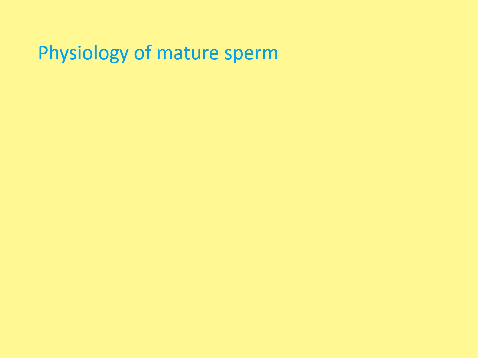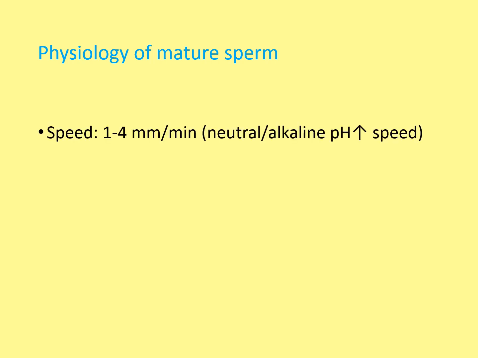Next is the physiology of mature sperm. See, the speed, the motility is very low initially, 1 to 4 millimeters per minute, but this motility can be increased when sperm is exposed to neutral or alkaline pH. So neutral or alkaline pH increases the motility.